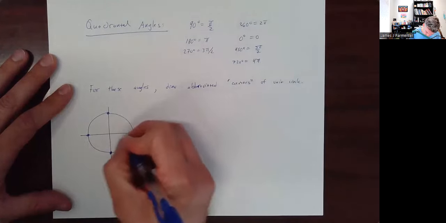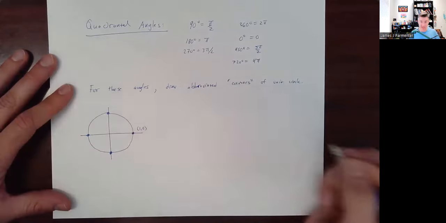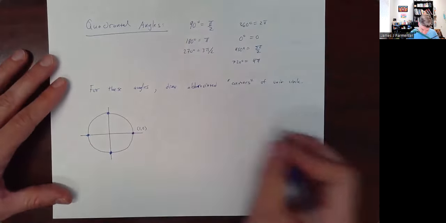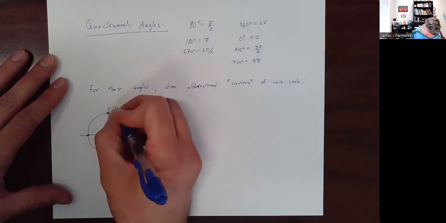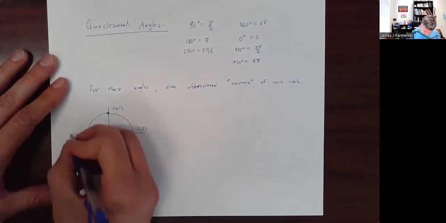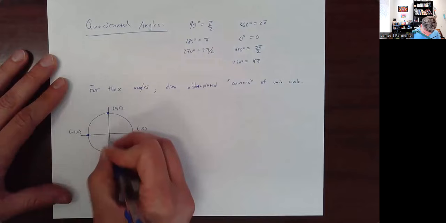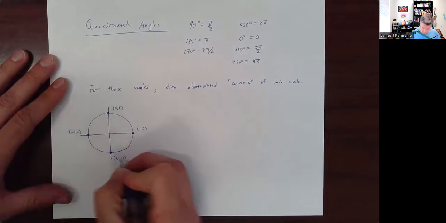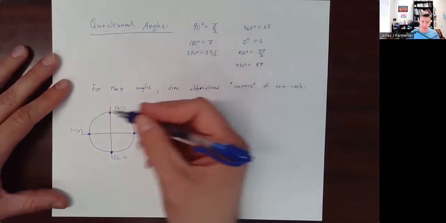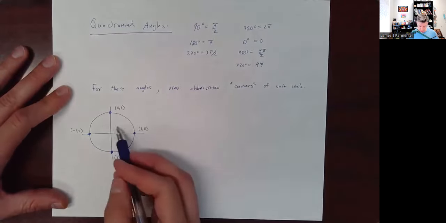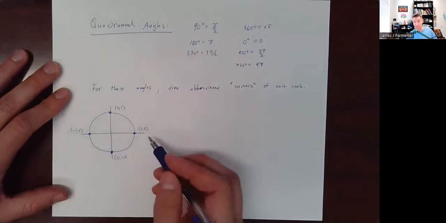Here, my point is 1 to the right, so it's (1, 0), right? It's still a unit circle where the radius is 1. I've gone 1 in the positive y direction. I've gone 1 in the negative x direction. I've gone 1 in the negative y direction. So remember, if you're above the x-axis, y is positive. If you're below the x-axis, y is negative. If you're to the left, x is negative. If you're to the right, x is positive.